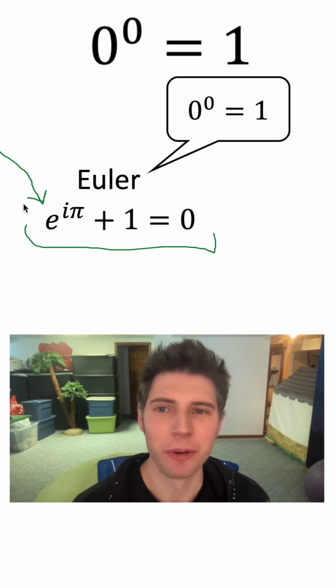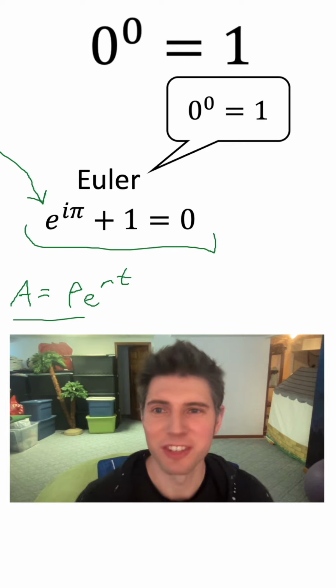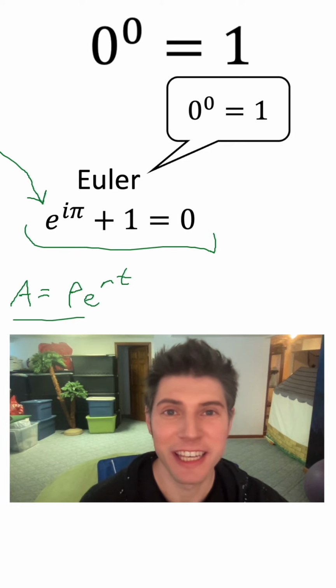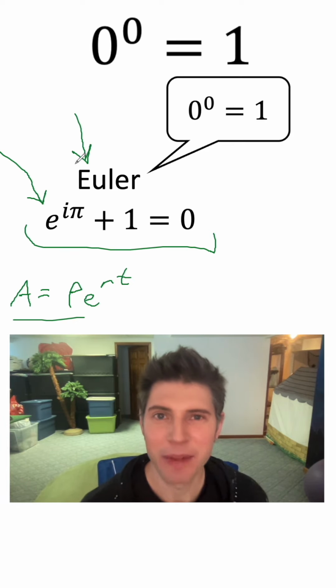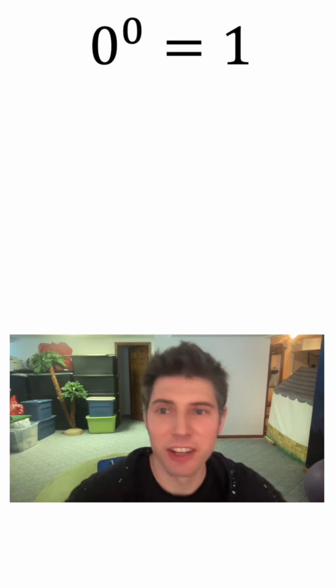In fact, you see this variable e? It's used in continuous growth formulas and all kinds of different stuff. Do you know why it's called e? Because of the e in his name. It's named after him. Even if you don't agree with 0 to 0 equals 1, aren't you curious why tons of other competent people say that 0 to 0 is 1?